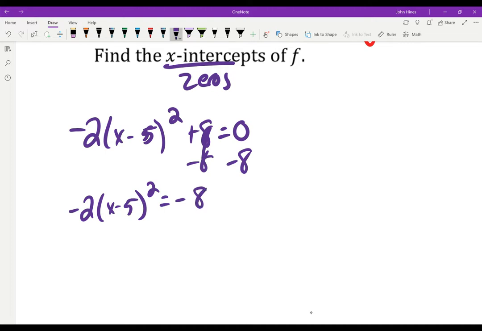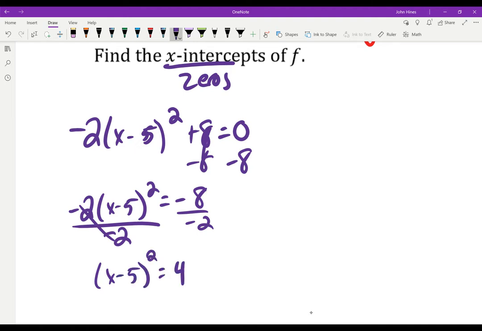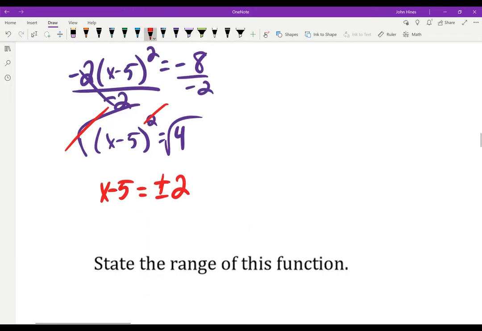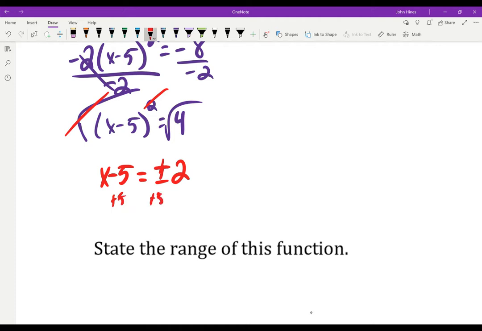I know you want to distribute that -2, but remember when we do inverse operations, we can't distribute it. We need to divide it over. So now I take the square root to undo squaring when I do my inverse operations. The square root of 4 is 2, plus or minus 2. And then I add over 5 and get x equals 5 plus or minus 2.